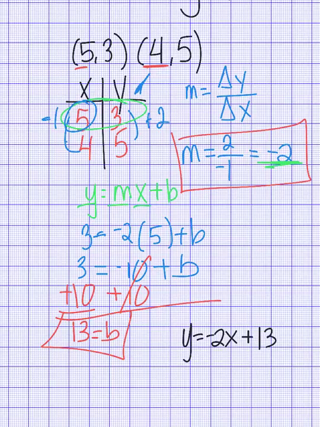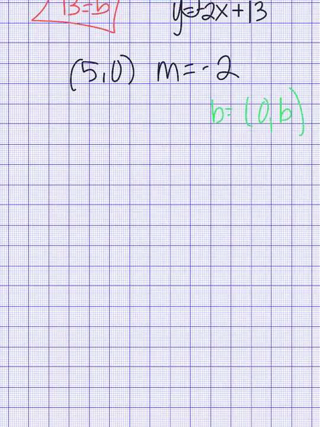Here's another challenge for you. Let's say you're given only the slope and a point. So let's say you're given the point (5, 0) and the slope of negative 2. Now looking at this point, this is not the y-intercept, because remember the y-intercept, b, is (0, whatever that y coordinate is). This is not the y-intercept, so don't get that confused.